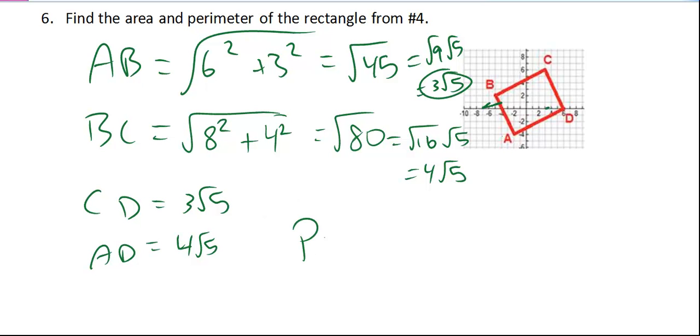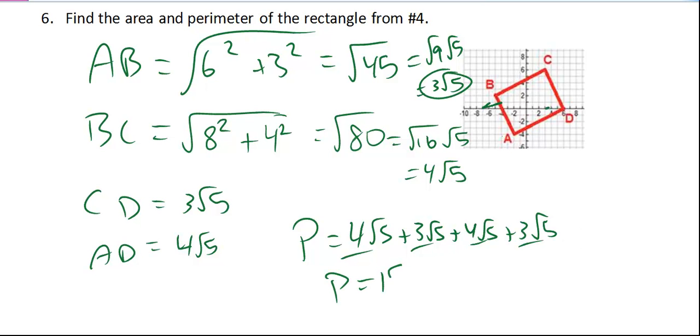So for perimeter, we're in good shape here. I should have 4 root 5 plus 3 root 5 plus 4 root 5 plus 3 root 5. Again, we're treating the square root of 5 as an object, and I have 4, 7, 11, 15 of those objects, so my perimeter is 15 times the square root of 5.